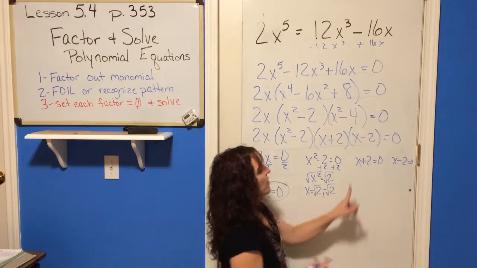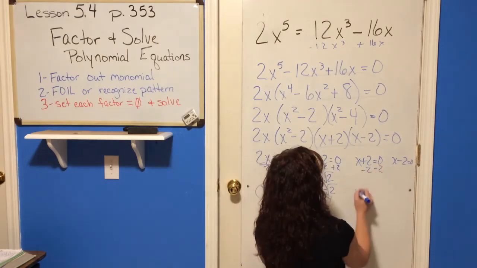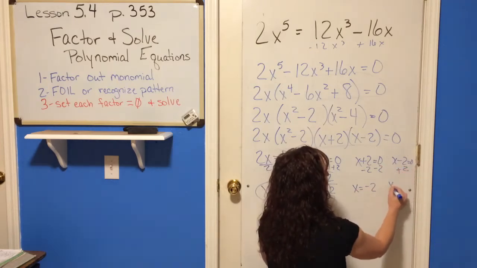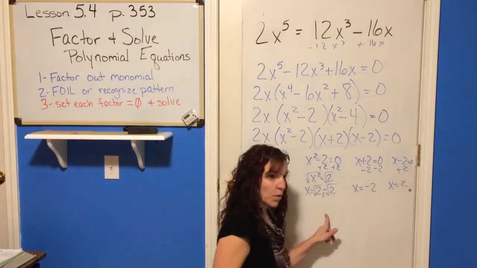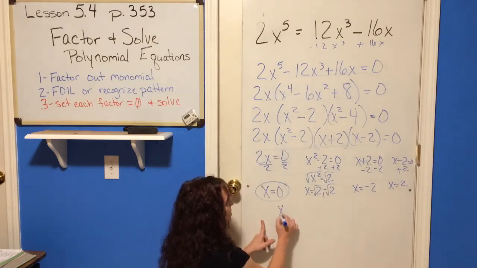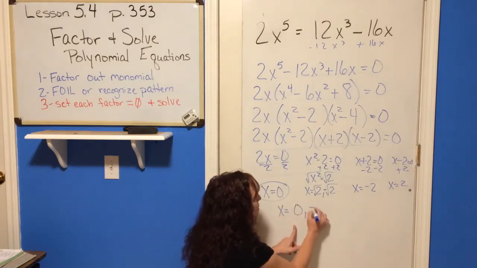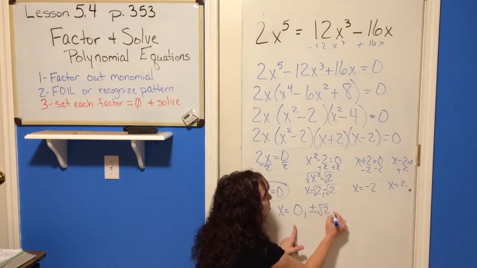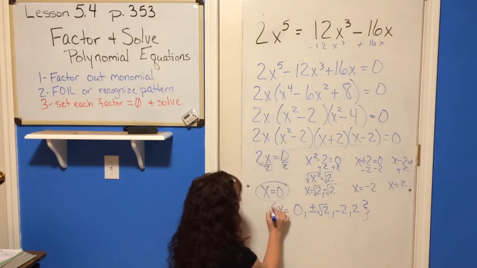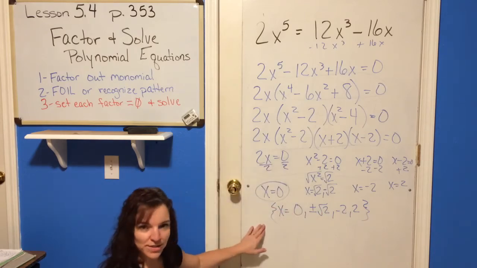Either one. This one we subtract 2, so x is negative 2. This one we add 2, so x is 2. Whew. So our solutions for x are 0, plus or minus the square root of 2, negative 2, and positive 2. That is our solution set.